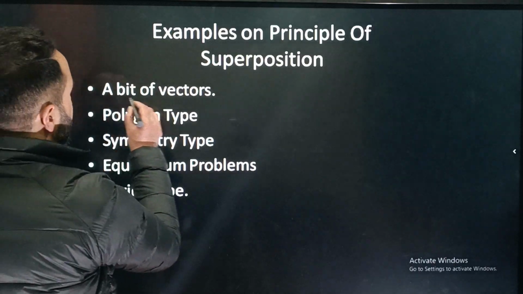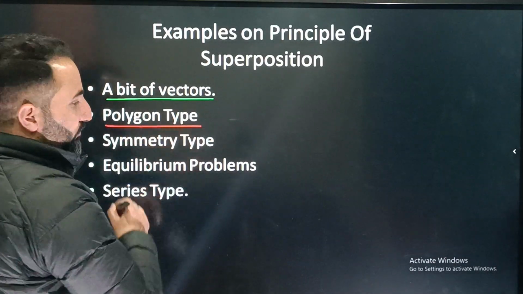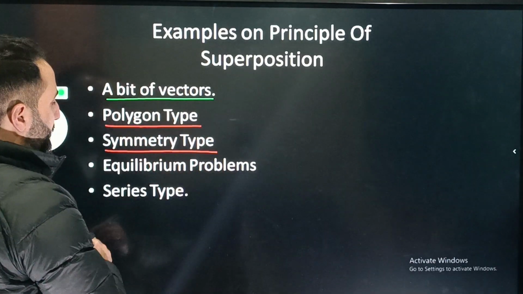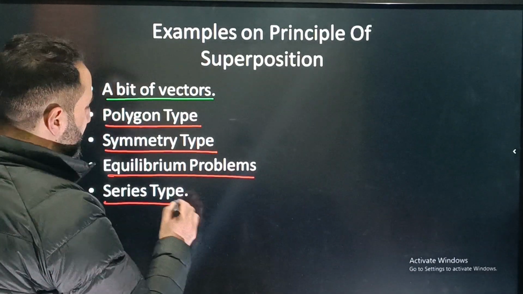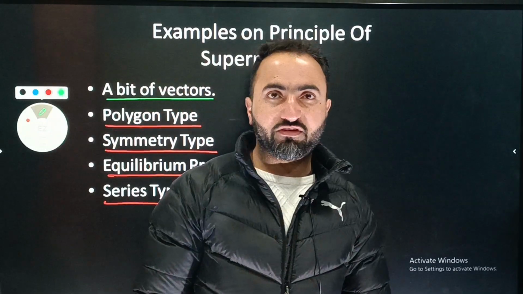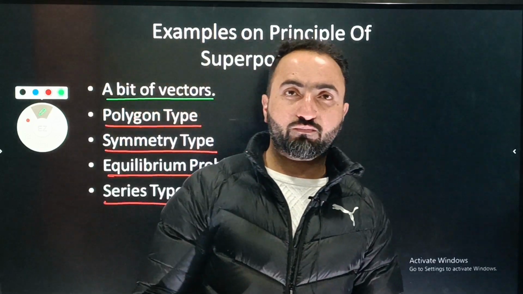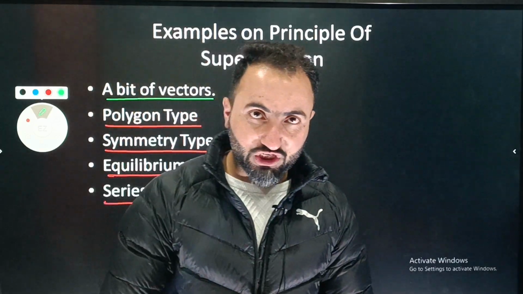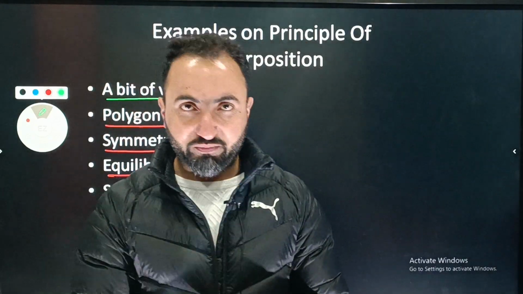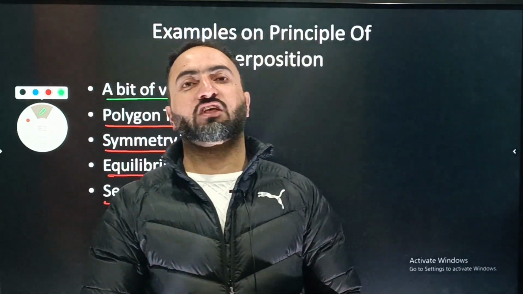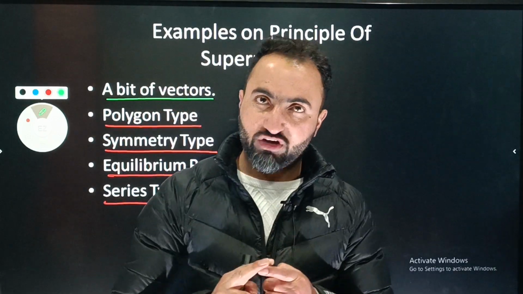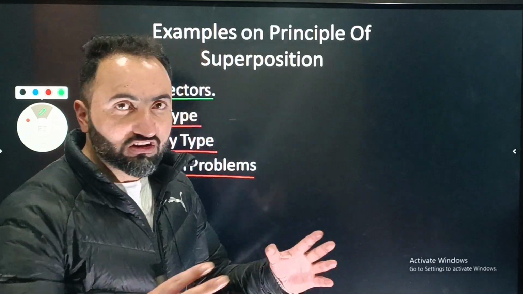So few topics here. Number 1, a bit of factors here, then the polygon type problems, ठीक है ना बेटा, then the symmetry type problems, then the equilibrium type problems, and then the series type problems, ठीक है ना बेटा. जो ये examples है ना बेटा, ये examples they are repeated 4 times. Number 1, twice in the gravitation, in gravitational force, in gravitational field, then twice in the electrostatics as well, in electrostatic force and in the electrostatic field, ठीक है ना बेटा. Okay, the procedure is nearly same.